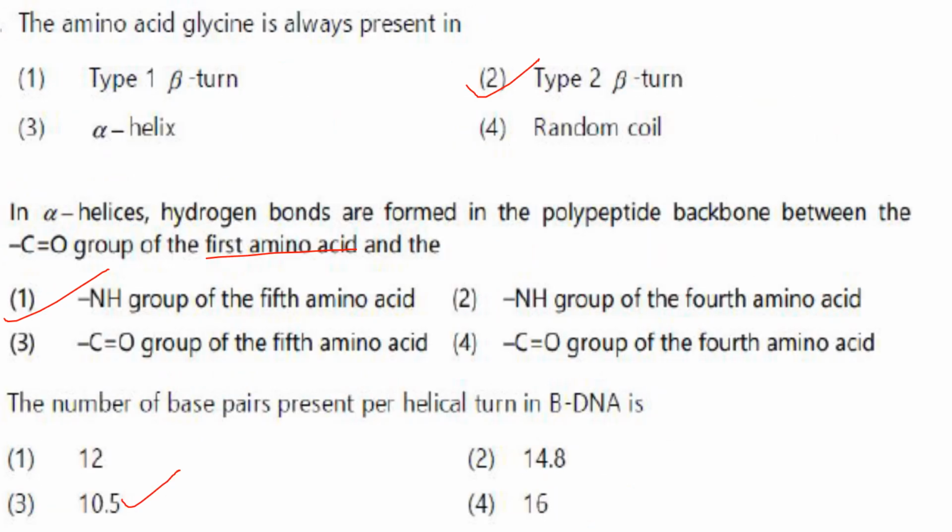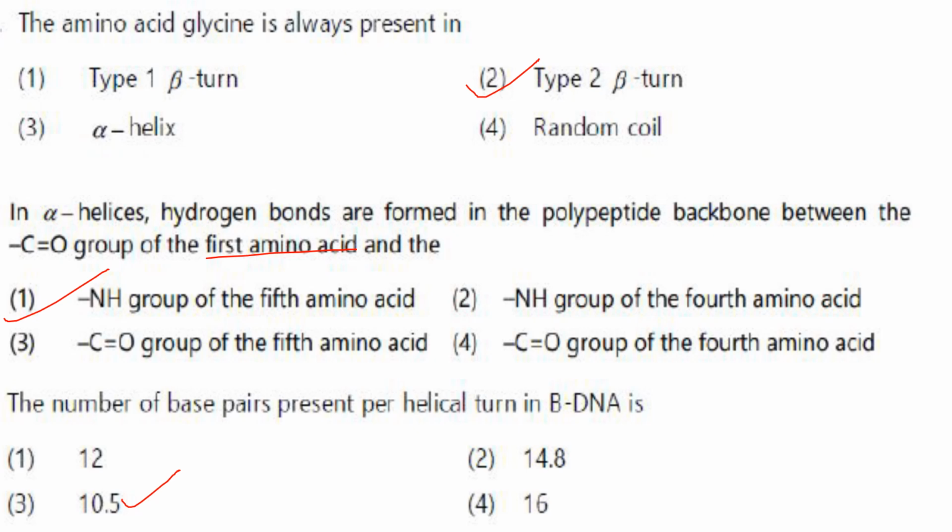Then next one. The amino acid glycine is always present in type 2 beta turns. In alpha helices, hydrogen bonds are formed in the polypeptide backbone between the CO group of the first amino acid and the NH group of the, okay, we will find out. Now, in alpha helices, hydrogen bonds are formed between the CO group of residue N and the NH group of residue N plus 4.